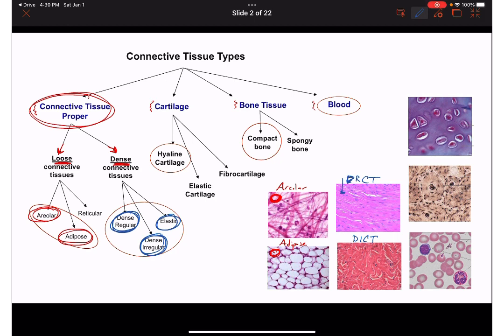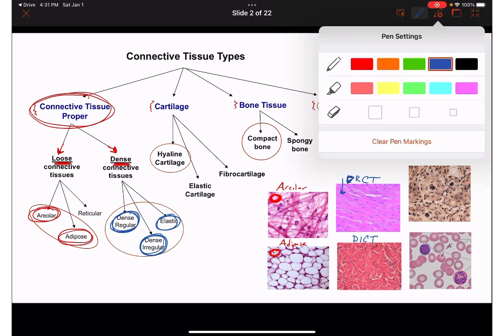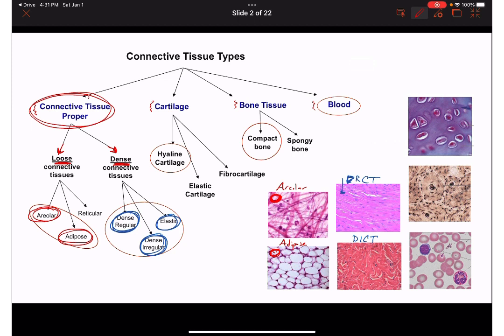And just comparing the loose and the dense connective tissues, you can kind of tell by their description that they're a little bit different. These loose connective tissues have a looser arrangement of fibers. They don't look very dense. There's a lot of open space in there. Whereas these dense connective tissues are pretty tightly packed together. The fibers are really packed together in there, and there's not a lot of open space.